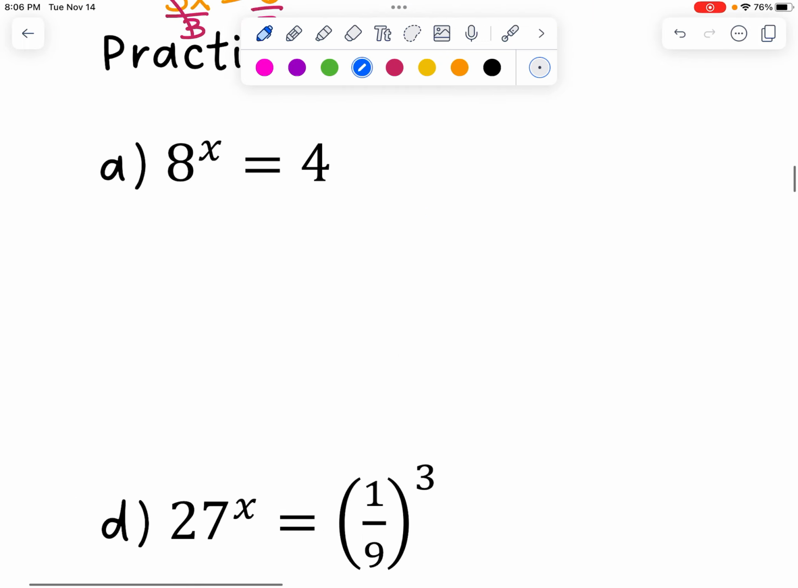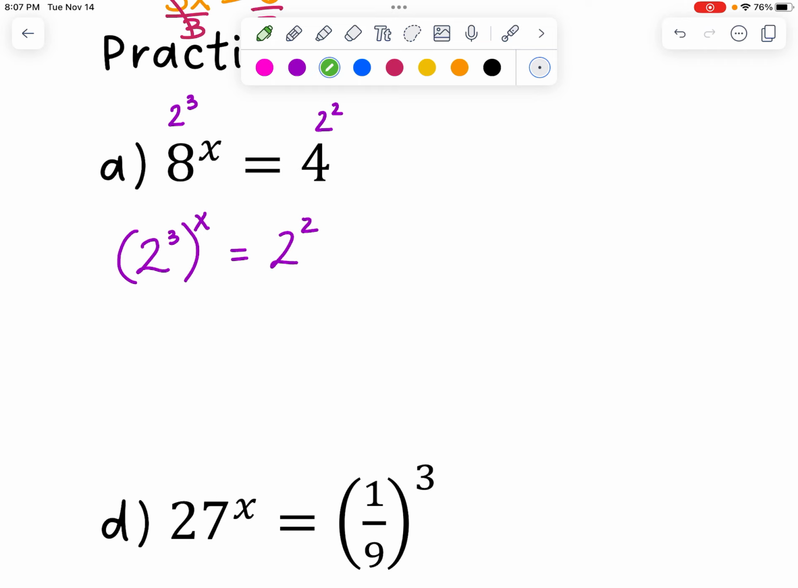In A, I have 8^x equals 4. All right, I need to rewrite them so it's the same base. What base could get 4 and 8? Oh, well, 4 can be rewritten as 2 squared, and 8 is 2 cubed. So that's what I'll use. I'll use 2. So we've got 2 cubed. Don't forget to bring down the x that was already there in the problem. And then 4 is 2 squared.